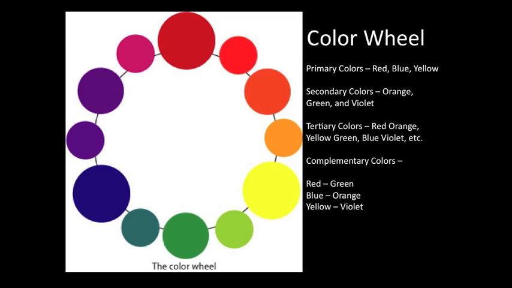We also have to talk about the complementary colors. Those are colors that are directly across from each other on the color wheel. They're pairs like red and green, blue and orange, or yellow and violet. Think about your favorite sports team and why they might use complementary colors.